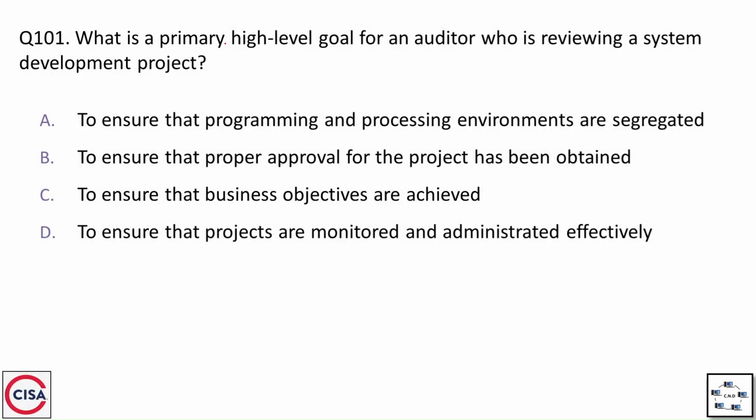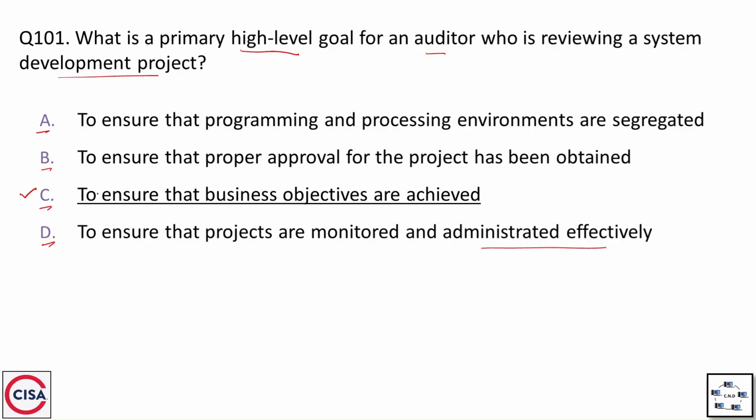Question number 101, what is a primary high level goal for an auditor who is reviewing a system development project? Option A, to ensure that programming and processing environments are segregated. Option B, to ensure that proper approval for the project has been obtained. Option C, to ensure that business objectives are achieved. And option D, to ensure that projects are monitored and administered effectively. And the correct option is option C, to ensure that business objectives are achieved.